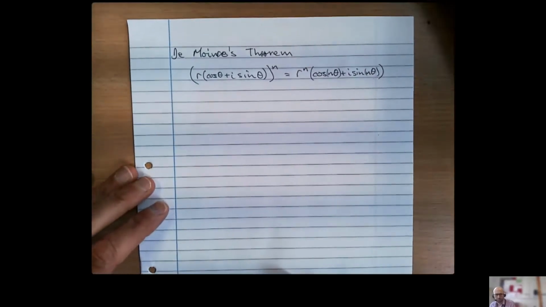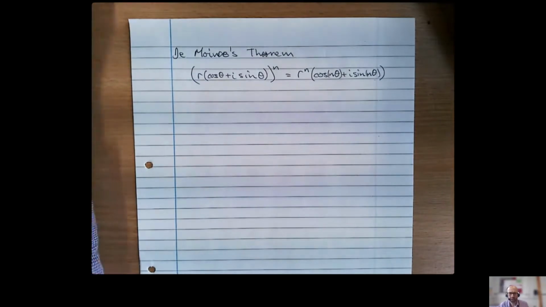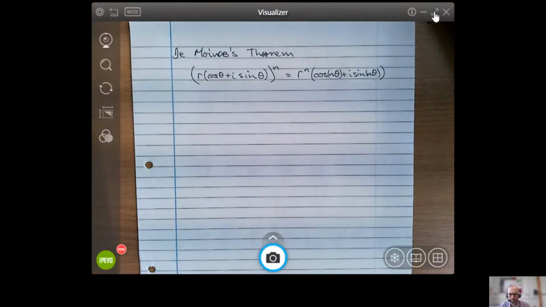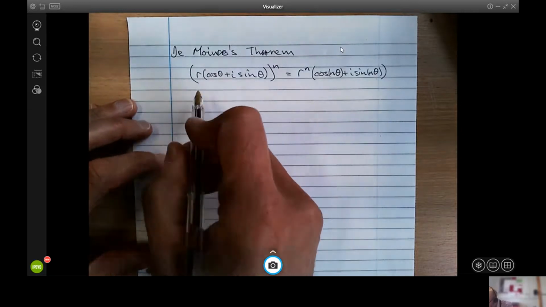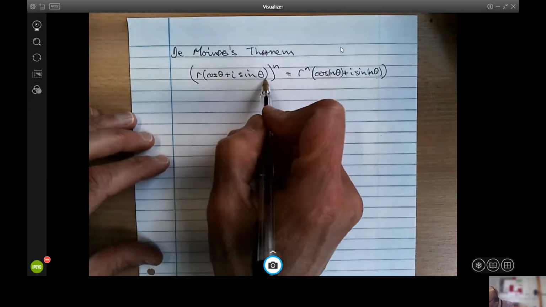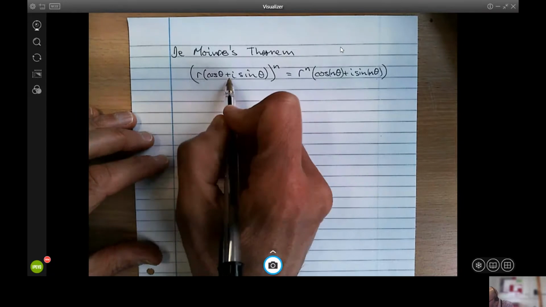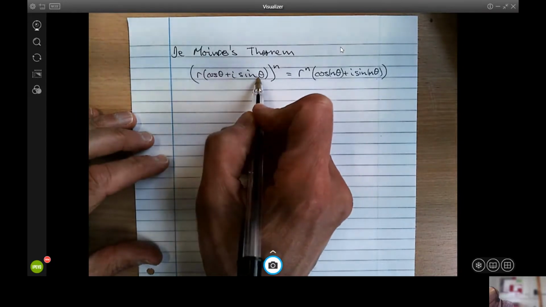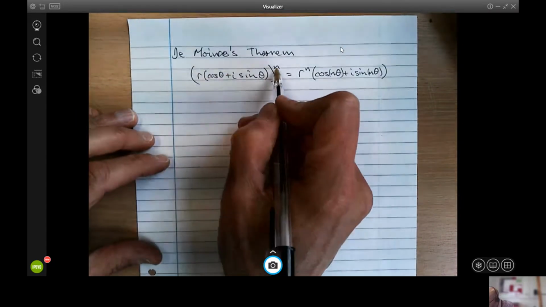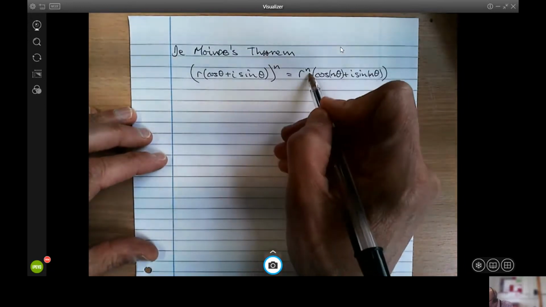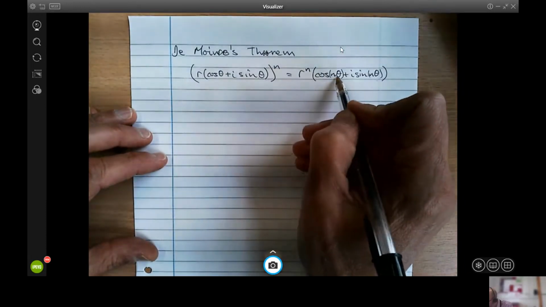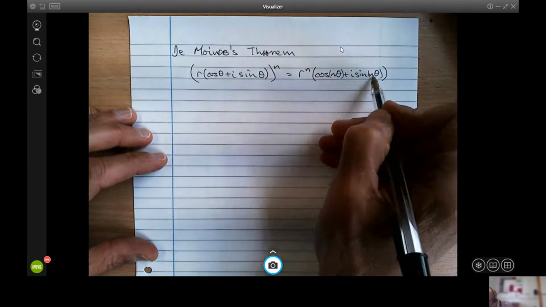So de Moivre's theorem says that if you have a complex number written in modulus argument form, r(cos θ + i sin θ), and you raise the whole thing to the power of n, then that is equal to r^n times (cos nθ + i sin nθ).